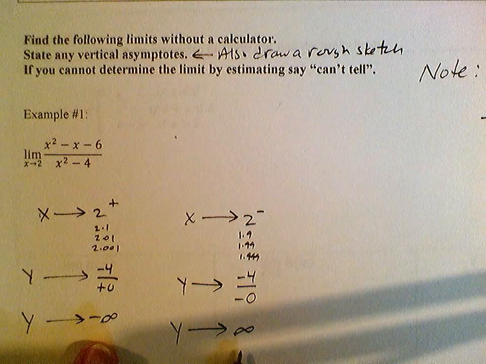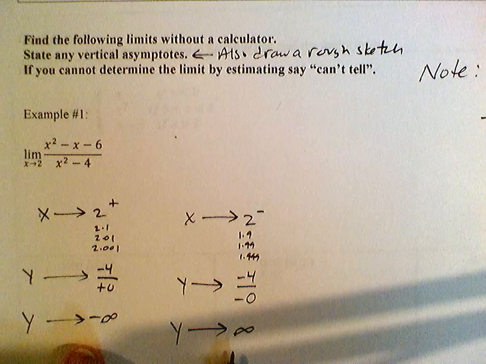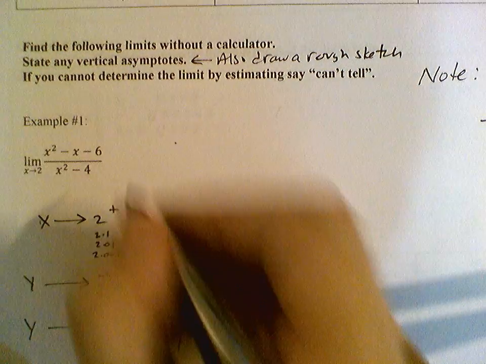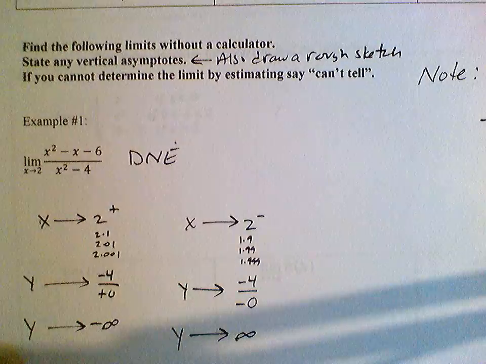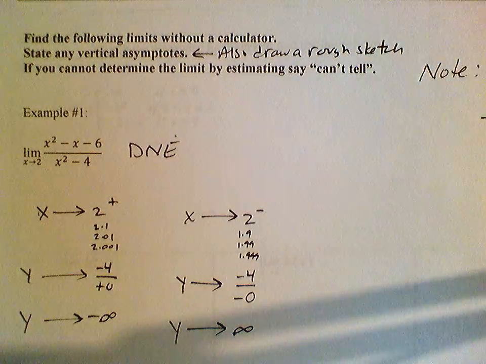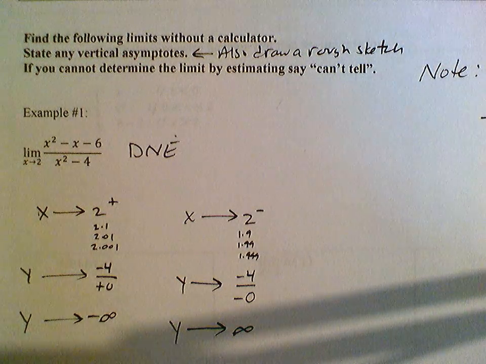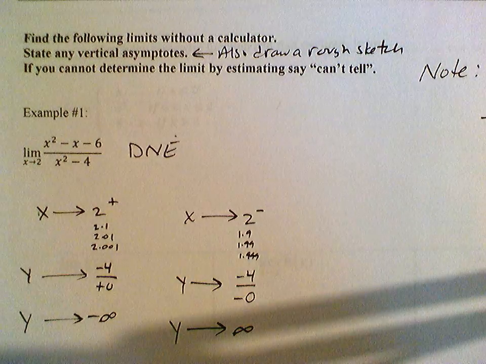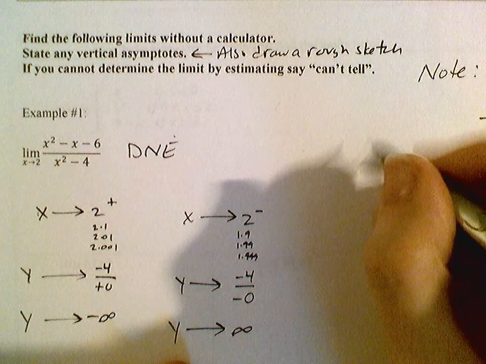Guys, we do not have an agreement here. From the right, the y's are approaching negative infinity. From the left, they are approaching positive infinity. This limit up here does not exist. Just plain old does not exist. We can't say positive or negative infinity. And I'm going to state any vertical asymptotes, but I'm also going to draw a rough sketch of them. Let me draw a rough sketch before I state it.